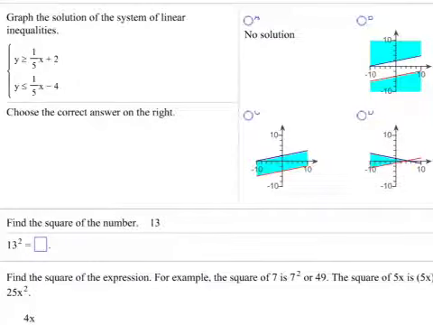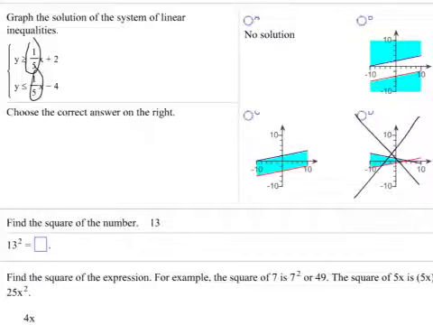Okay, the next example I want to show you is a multiple choice, number 12. And I've got two inequalities, y greater than or equal to 1/5 x plus 2, and y is less than or equal to 1/5 x minus 4. Now the first thing that I notice is that both of the slopes are the same in these two inequalities, which means that these lines should be parallel lines. So that eliminates one of my choices, which is choice D.